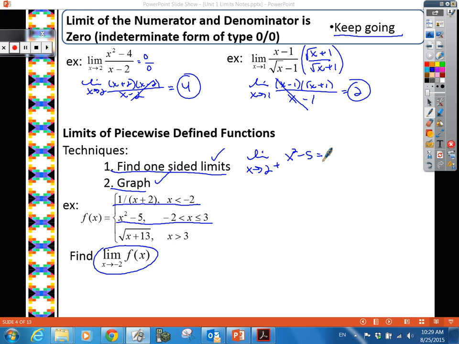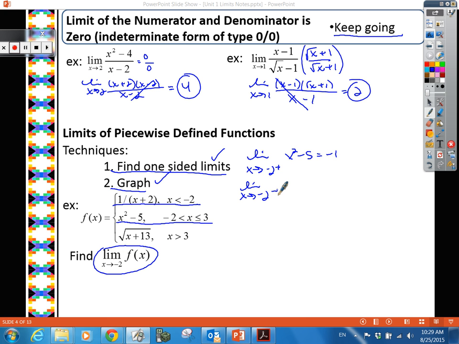Our first step is to just plug the number in. That's what we're going to do first. Then if that number causes a problem, then we'll do different stuff. Okay, negative 2 from the right side. So I'm going to stick a negative 2 in there. So that gives me, what, negative 2 times negative 2 is 4. 4 minus 5 is negative 1. Okay, pretty straightforward. All right, now let's go to the other side.